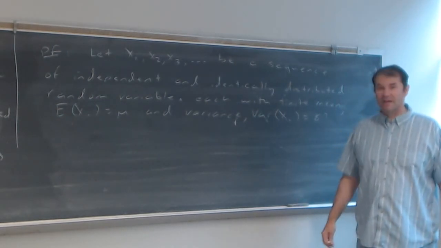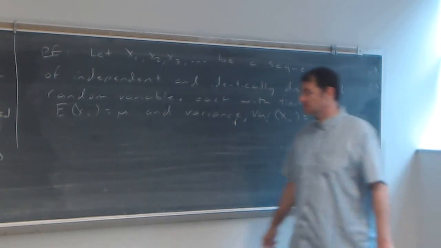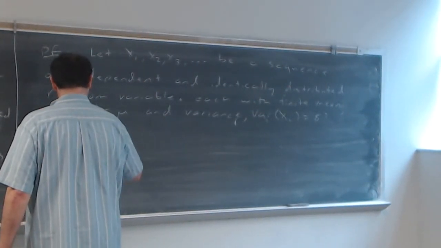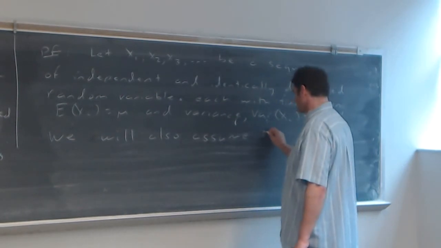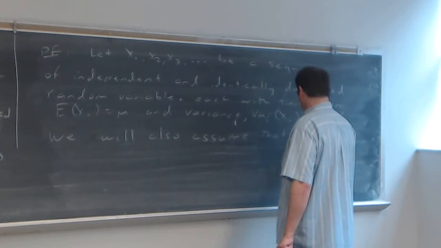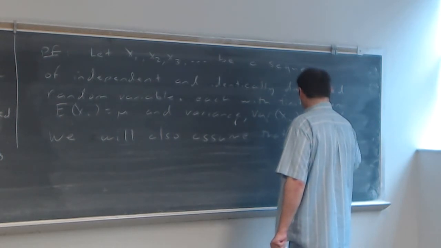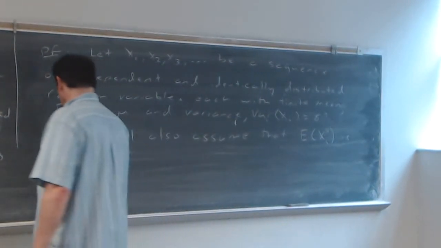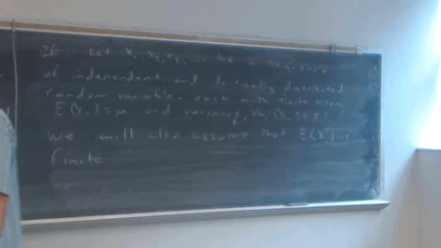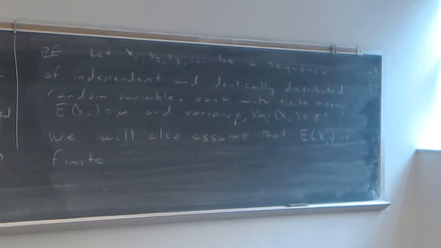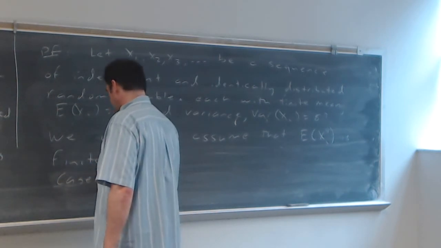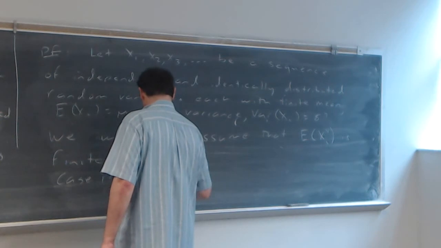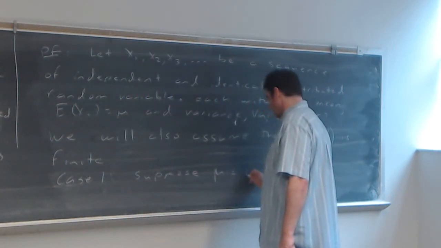Even though the statement is true as stated, we'll also prove it with additional hypotheses. We will also assume, and this makes the proof more manageable, that the expected value of X_i raised to the fourth power is finite. These expected values may not be finite, but we're going to assume that they are. Okay. What we'll do is break it into cases. The first case, case 1, is we'll assume mu equals 0.